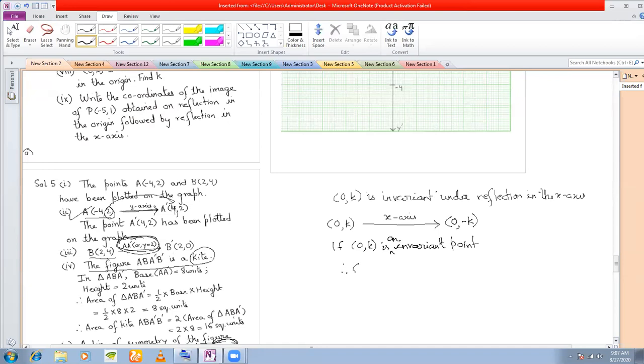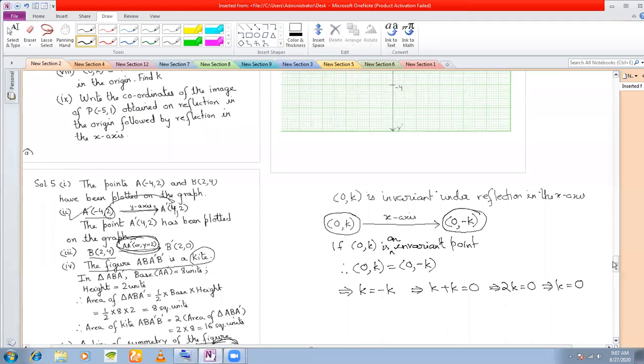then the coordinates of the object must be equal to the coordinates of the image. Therefore 0k must be equal to 0 minus k. That means k must be equal to minus k. That means k plus k is equal to 0. That means 2k is equal to 0. That means k is equal to 0. You understood this?